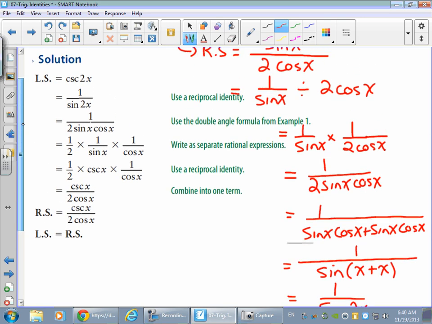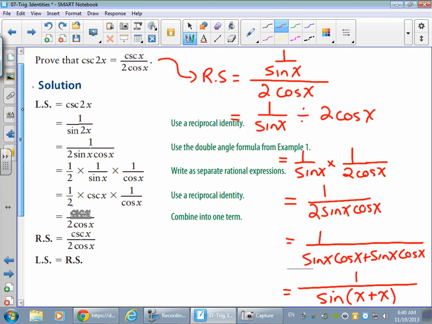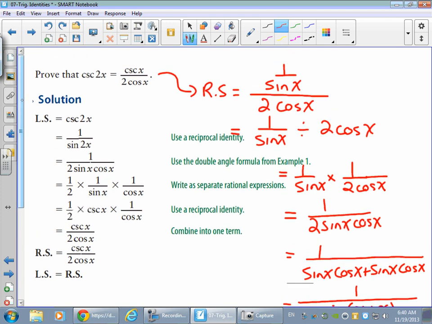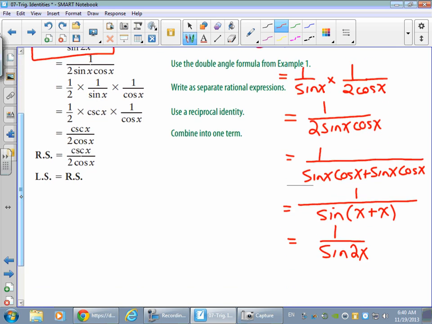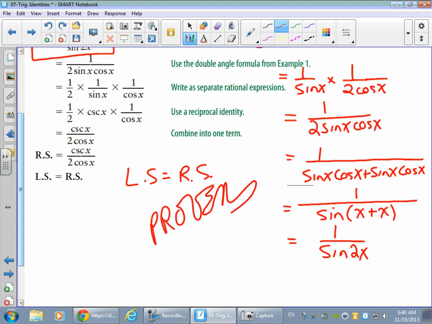And at that point, I sort of remember, oh yeah, what I started with was cosecant of 2x. And so assuming I haven't actually worked with the left side at all, I would probably then just quickly go to the point where that is my solution. Now I've got left side equals right side. And again, proven.